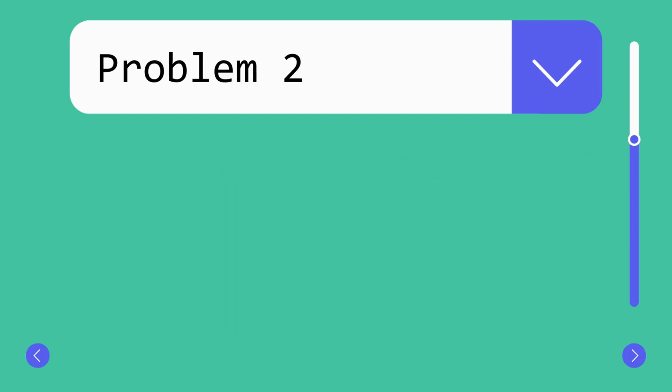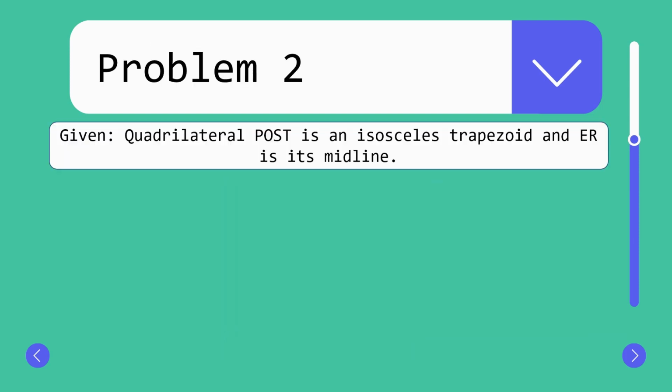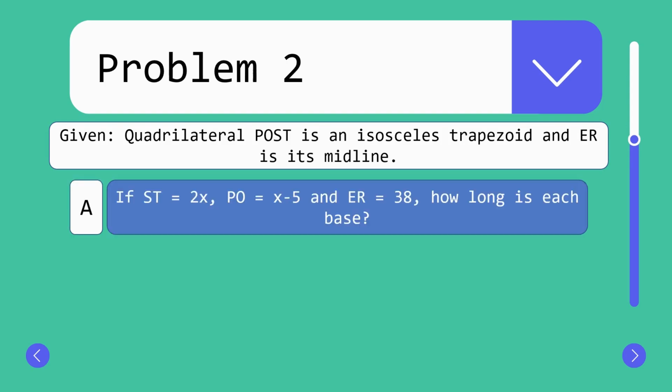We have here problem number 2. For problem number 2, we have a quadrilateral POST, which is an isosceles trapezoid, and line segment ER is its midline. For letter A, if line segment ST is equal to 2x, and line segment PO is equal to x minus 5, and line segment ER, which is its midline, is equal to 38, how long is each base?